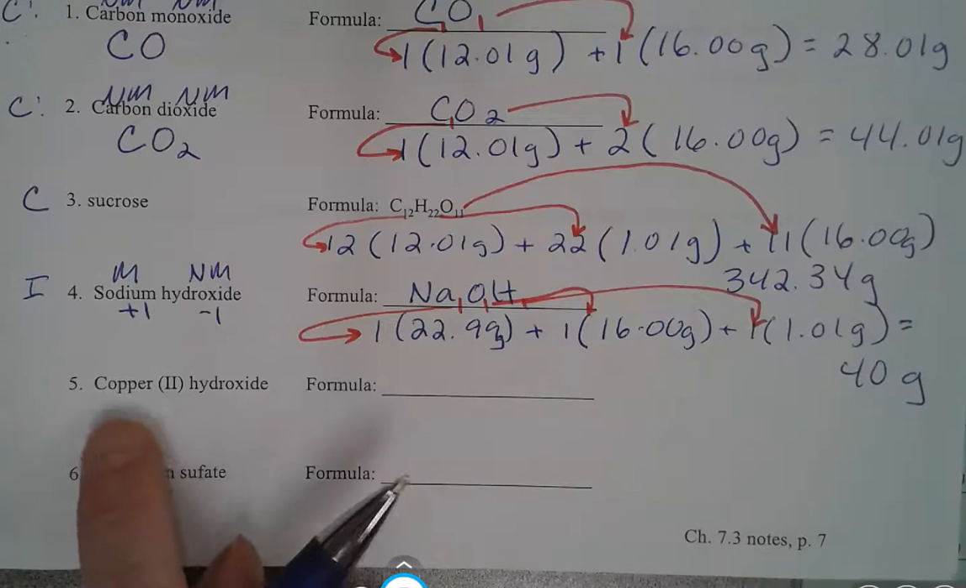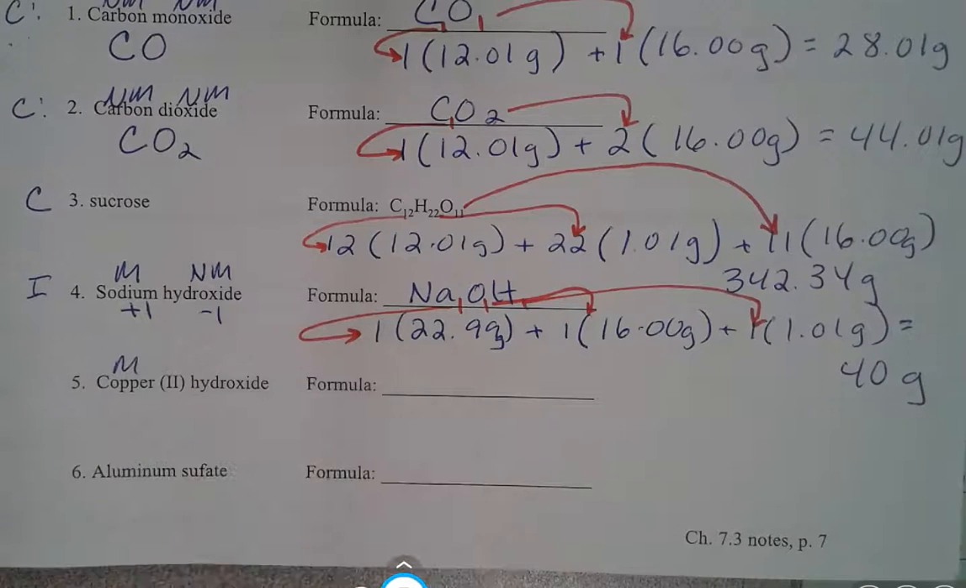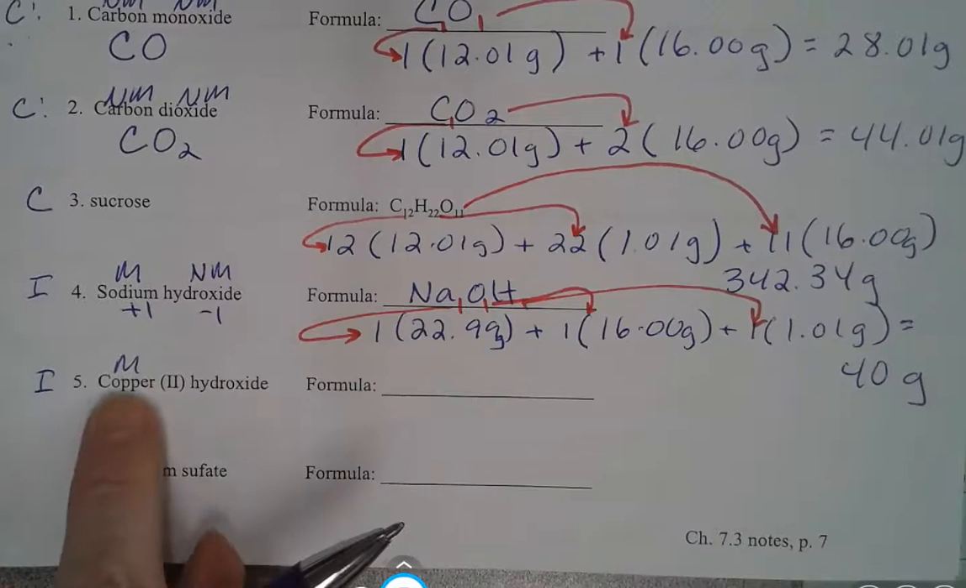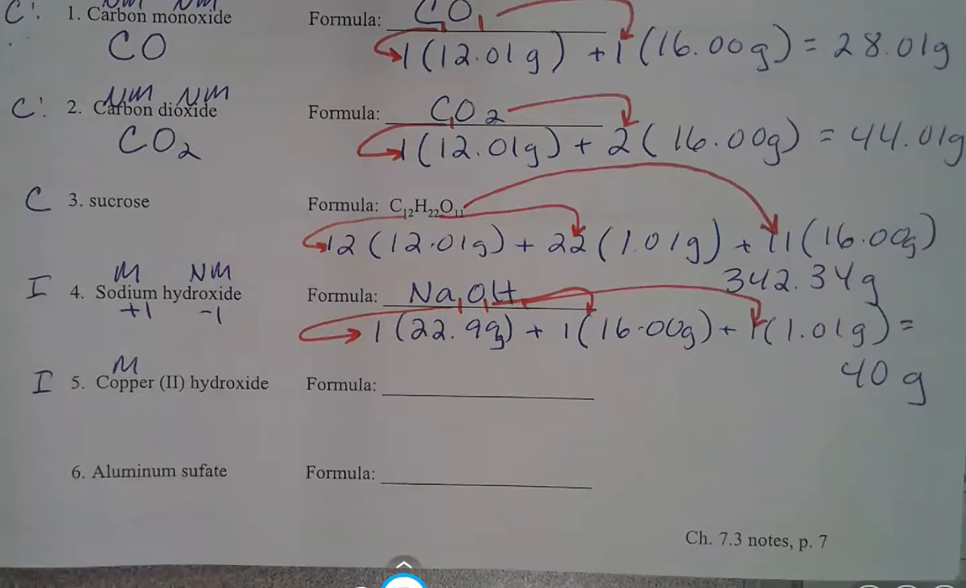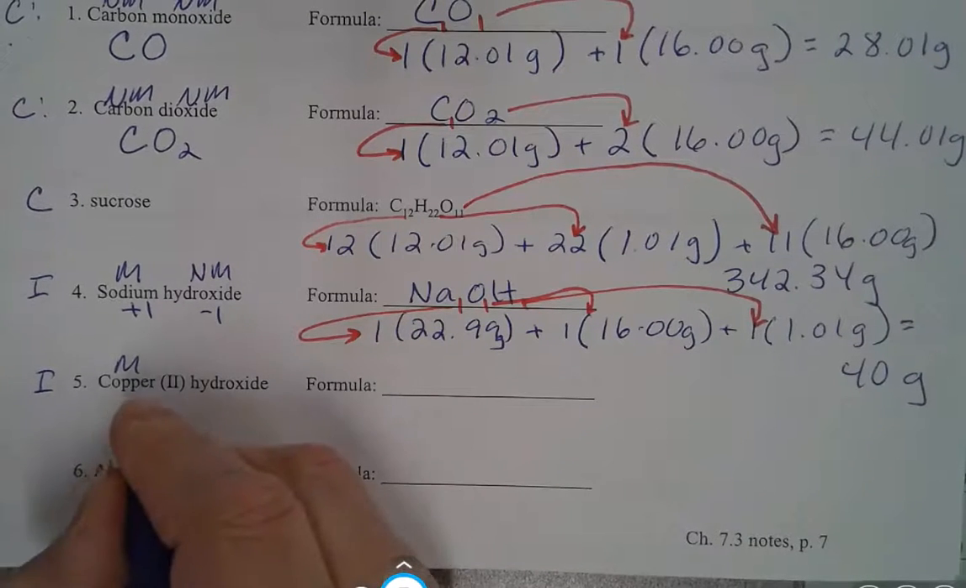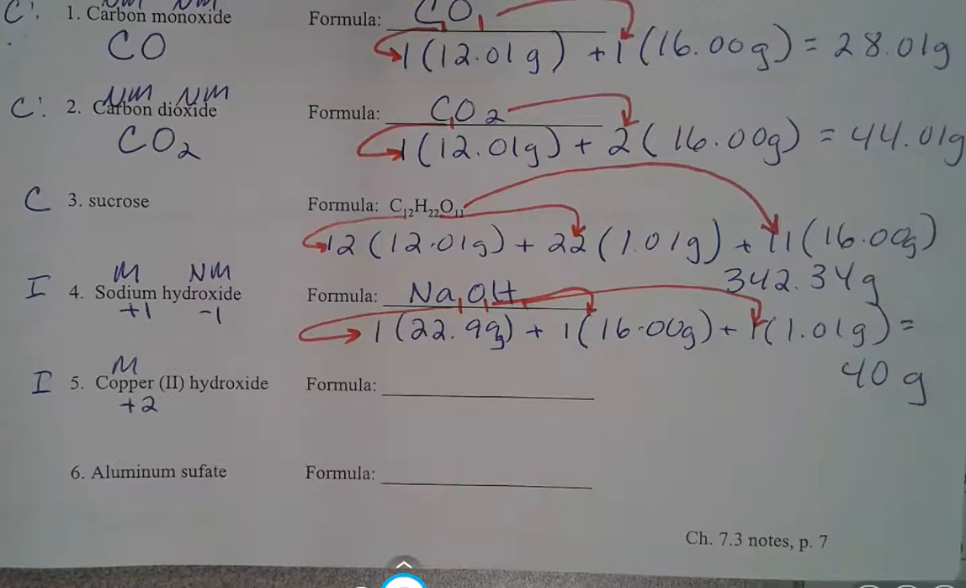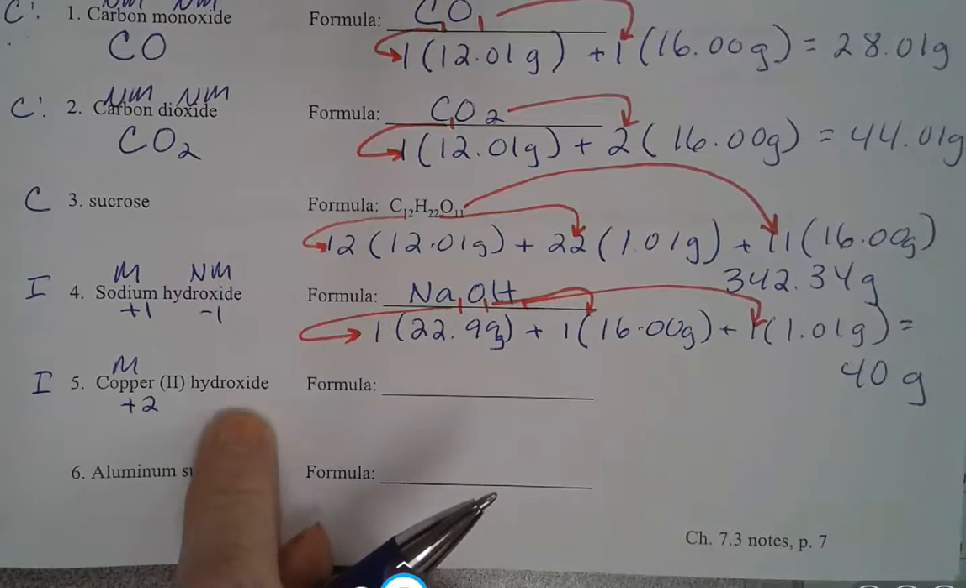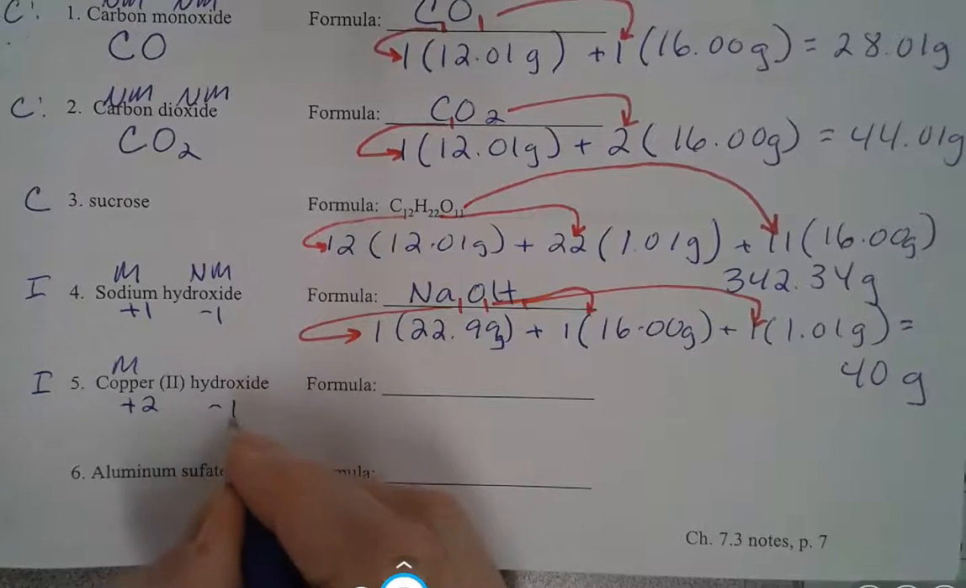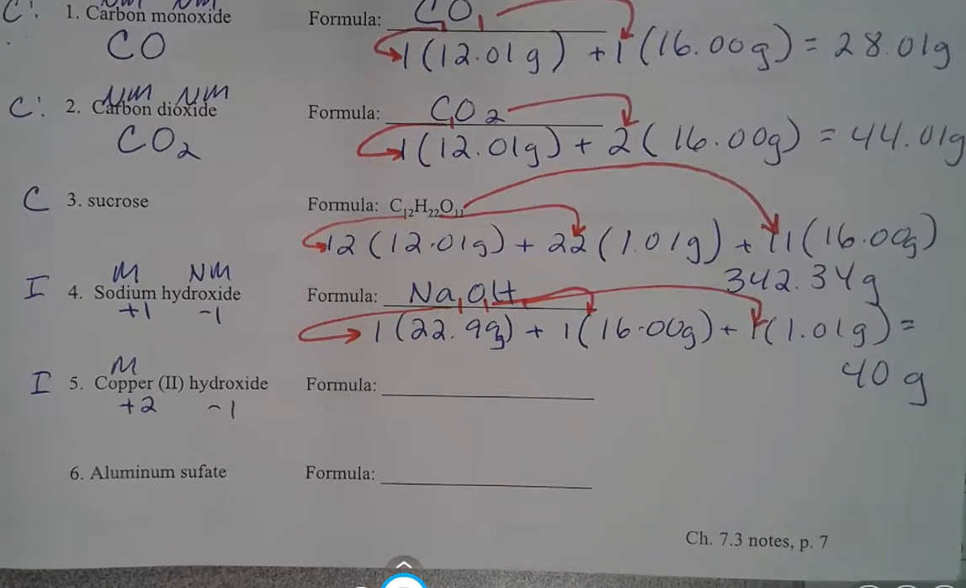What about the next one? Copper. Isn't copper a metal? It sure is. Oh, so it's going to be ionic, isn't it? Copper has a +2 charge. So what's the charge of hydroxide? I already looked it up once. -1.